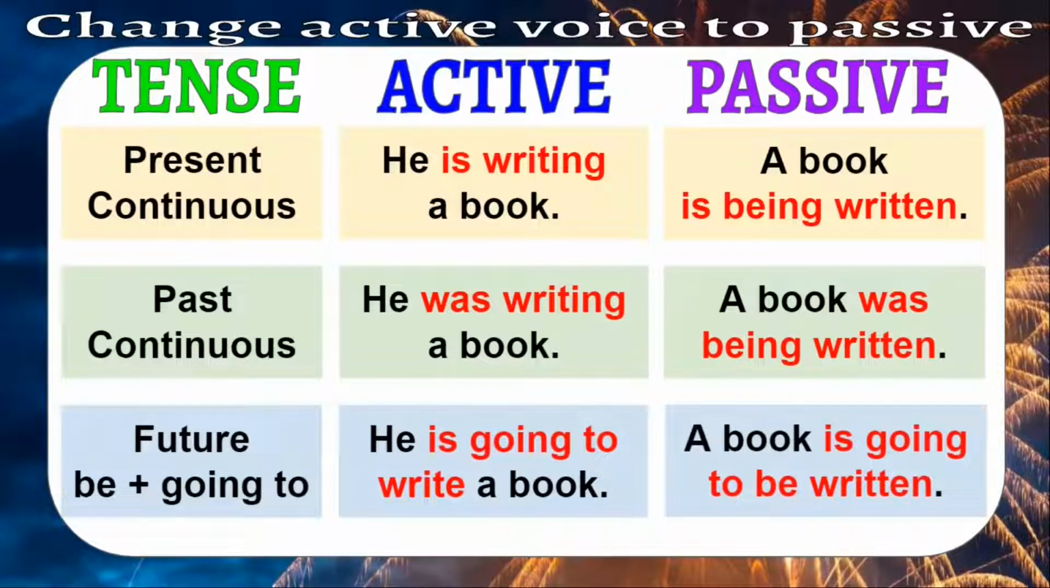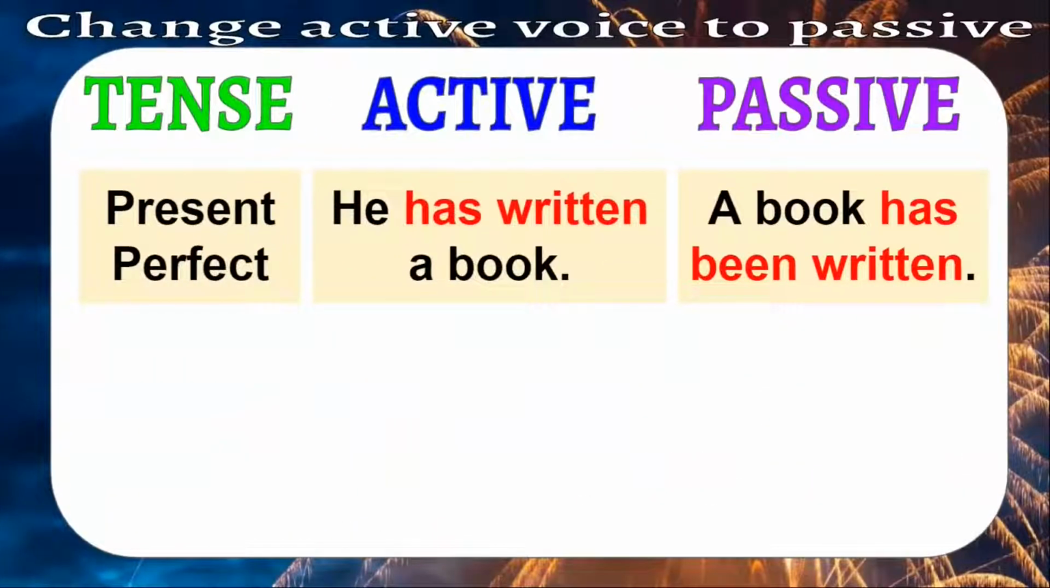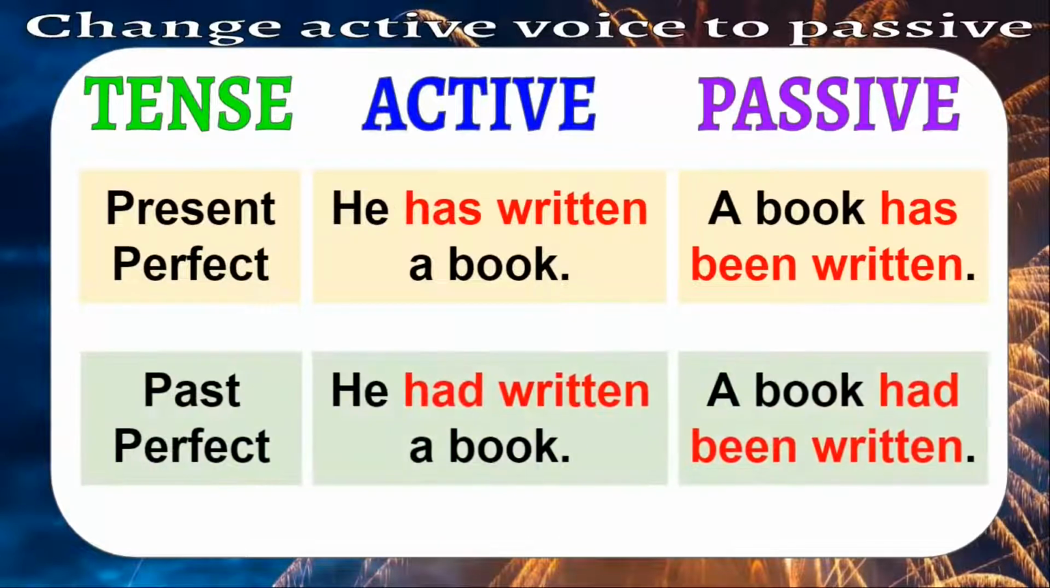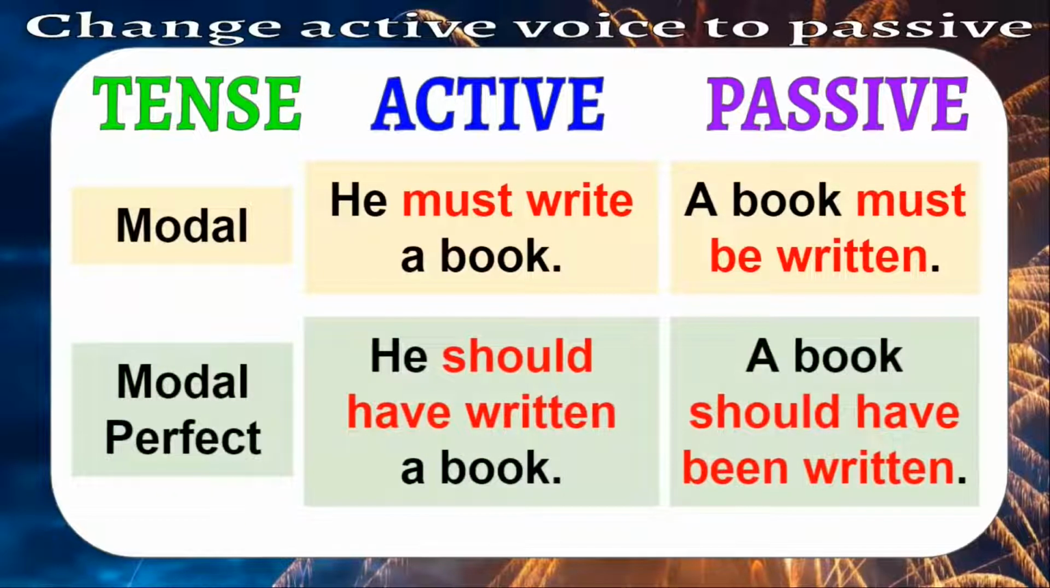Future be plus going to. He is going to write a book. A book is going to be written. Present perfect. He has written a book. A book has been written. Past perfect. He had written a book. A book had been written. Modal. He must write a book. A book must be written. Modal perfect. He should have written a book. A book should have been written.